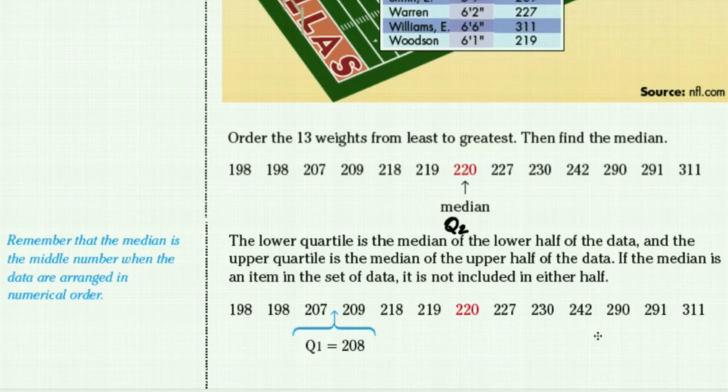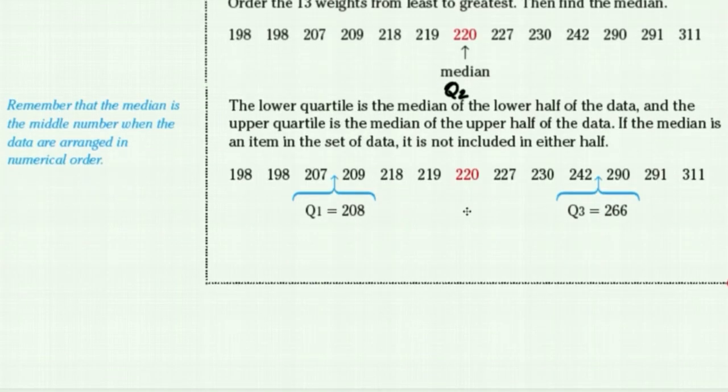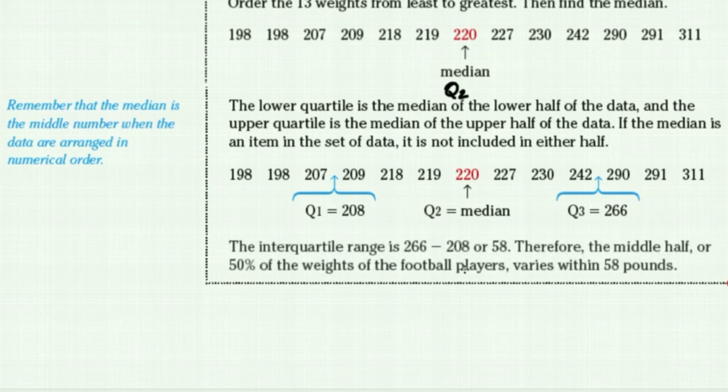On the other side, to find our Q3, or upper quartile, we simply add 242 plus 290, divide that by 2, and we get our Q3, while maintaining 220 as our median. So the interquartile range is 266 minus 208, or 58. Therefore, the middle half, or 50%, of the weights of the football players varies within 58 pounds.